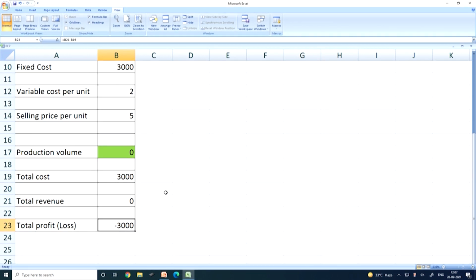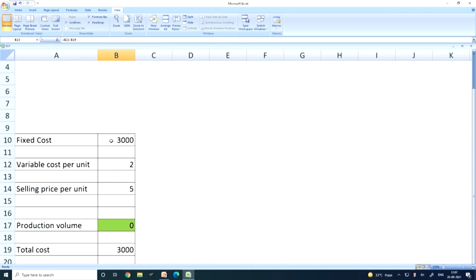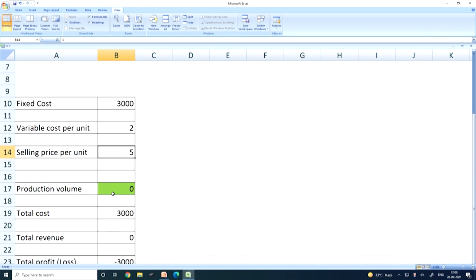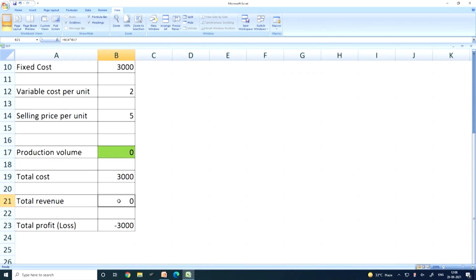Dear students, now I will explain how to use Excel for doing break even analysis. I have entered the data: fixed cost, variable cost per unit, selling price per unit and production volume. This is the cell B17 where I need to get the answer. Then I have explained the total cost function. Total cost function is 3000 plus 2x and the total revenue is 5 multiplied by x. So, what is the total profit function? Here I have written total revenue minus total cost, that is B21 minus B19.